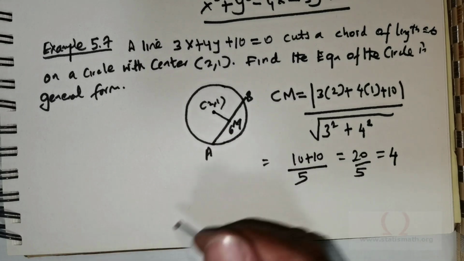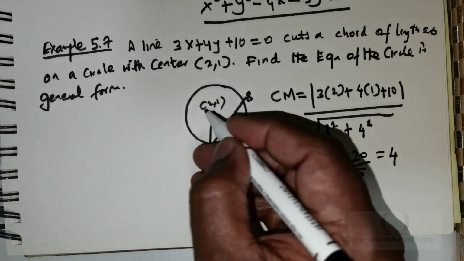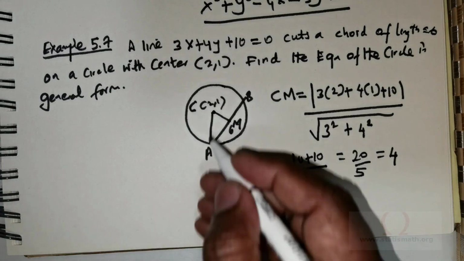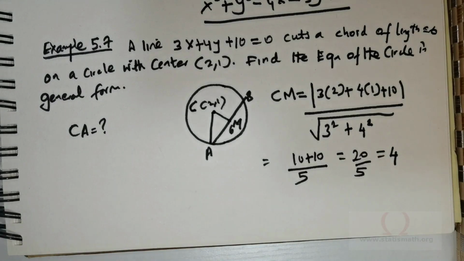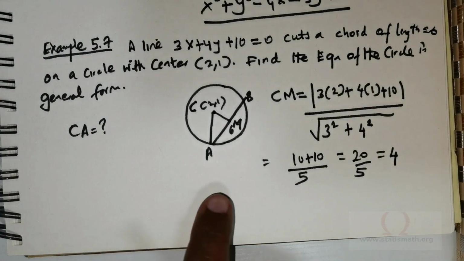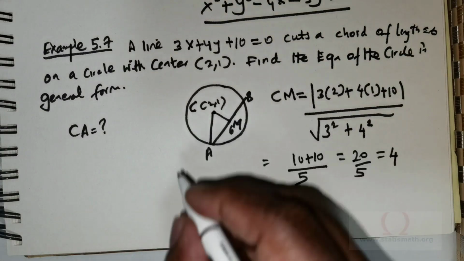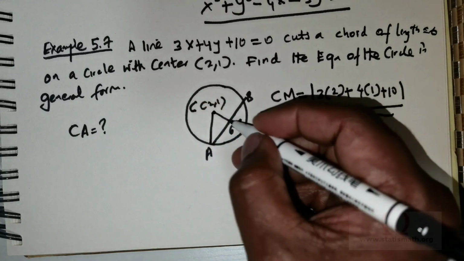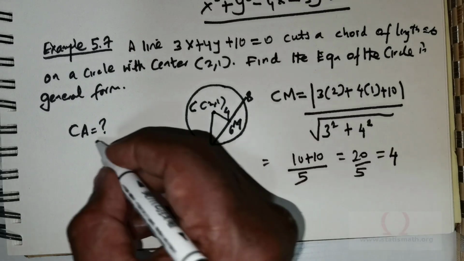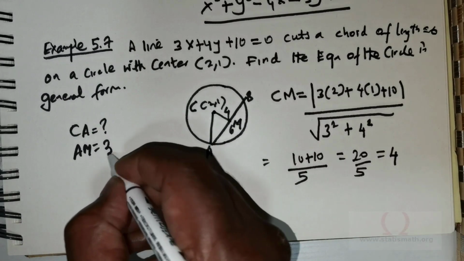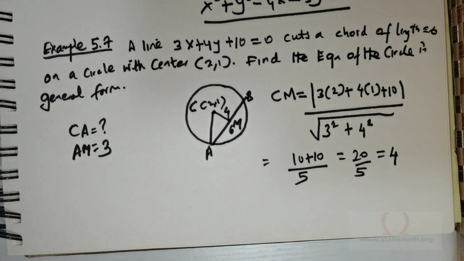Now, having obtained the length of CM, we have to know the radius. Let me explicitly write it here: we have to know the length of CA. If I know the length of CA, it would be easy to obtain the equation of the circle. We know that CM is 4 units. The distance AM is 3 units because the line divides AB into 2 equal parts.